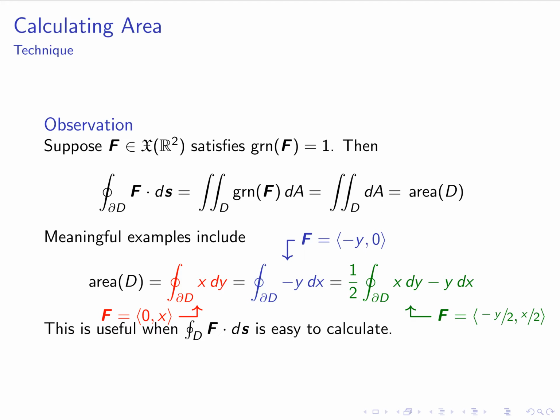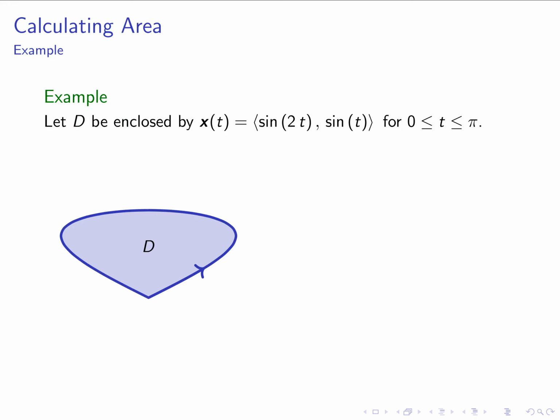And why is this useful? Well, sometimes the double integral over a region is actually just difficult to calculate, even if the function we're integrating is equal to 1. However, sometimes this work integral, which is the line integral of F over the boundary of D, is easier to calculate. So let's see this with an example.